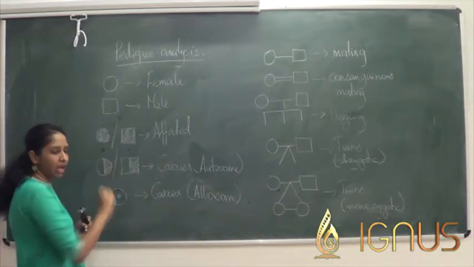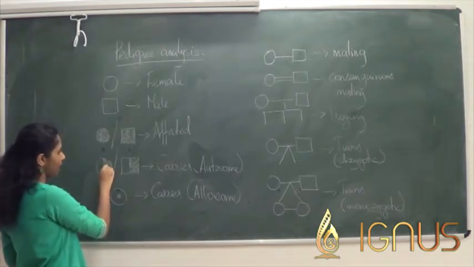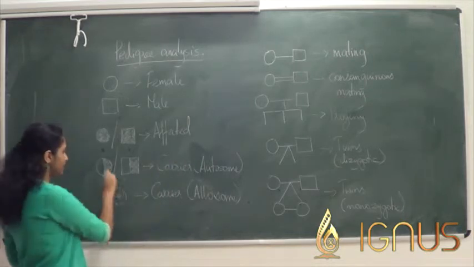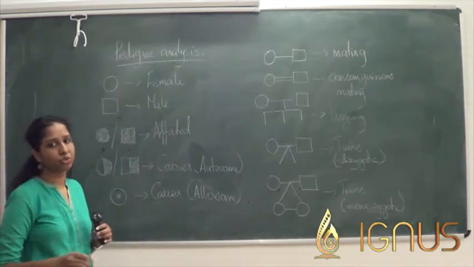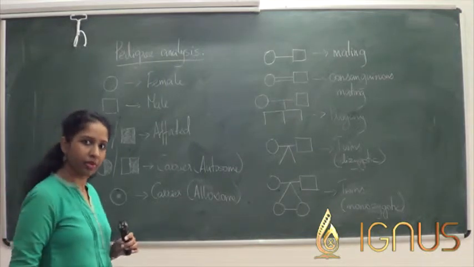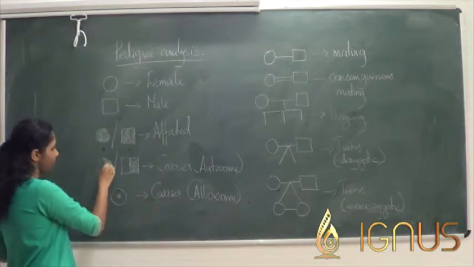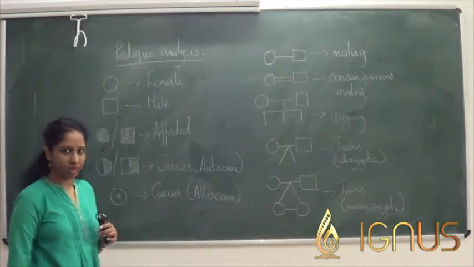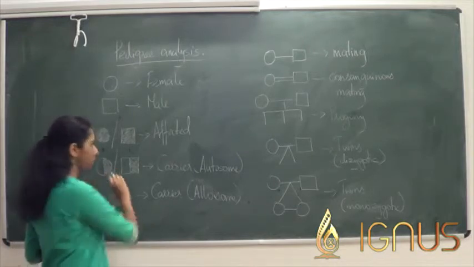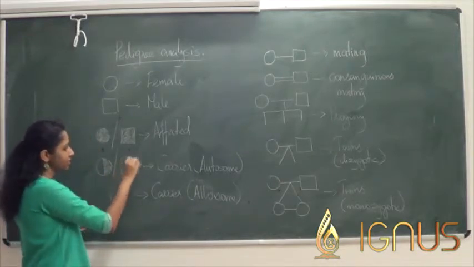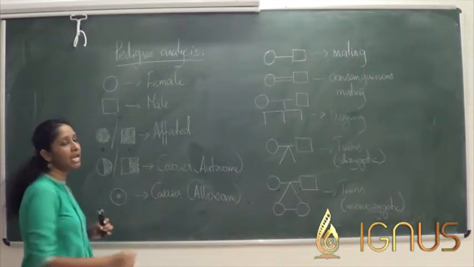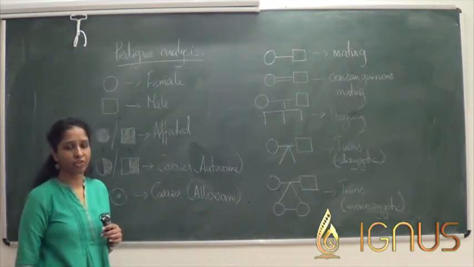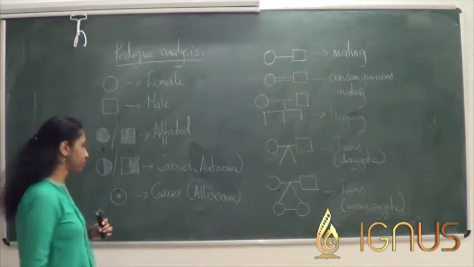If the circle or the square is filled in half, then that person is a carrier, and this is specifically for carriers of autosomal traits. So if the circle is half filled, then it is a female who is a carrier for an autosomal trait, not a sex-linked one. And if a square is filled in half, then this male is a carrier for a specific trait, and that trait is passed on the autosomes and not on the sex chromosomes.